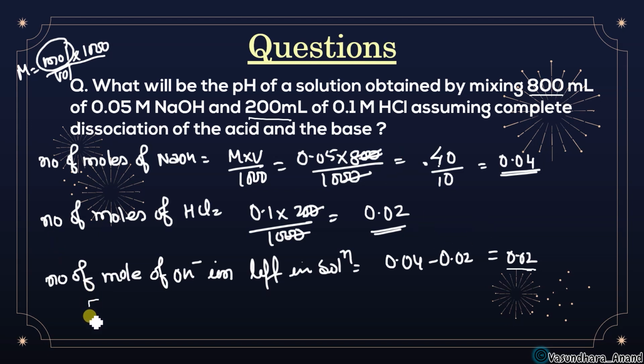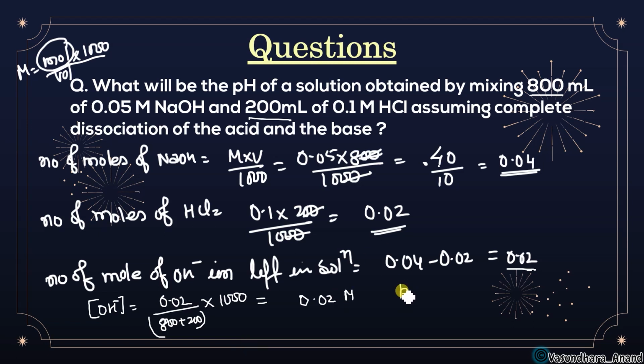So for the concentration of OH minus, if we calculate, that is the number of moles. Moles is equal to 0.02 upon total volume. Volume is coming 800 plus 200, isn't it? And since it is in milliliters, we have to convert into liters, so divide by 1000, and that means it is going to be 0.02. Okay, so this is the molarity, you got it.